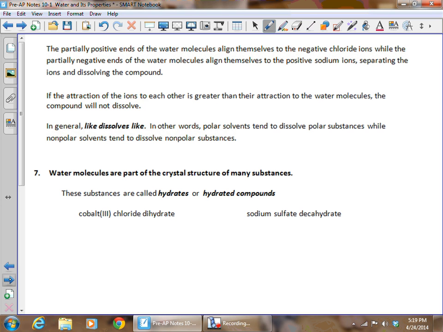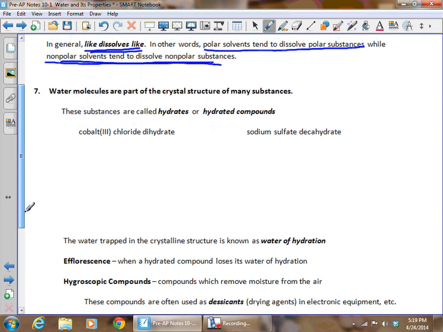In general, like dissolves like. Polar substances tend to dissolve in polar solvents, while nonpolar substances tend to dissolve in nonpolar solvents. Like dissolves like. And we can see with that polar nature of water why those ionic compounds would dissolve. Now, another characteristic, something that water does that's kind of neat.